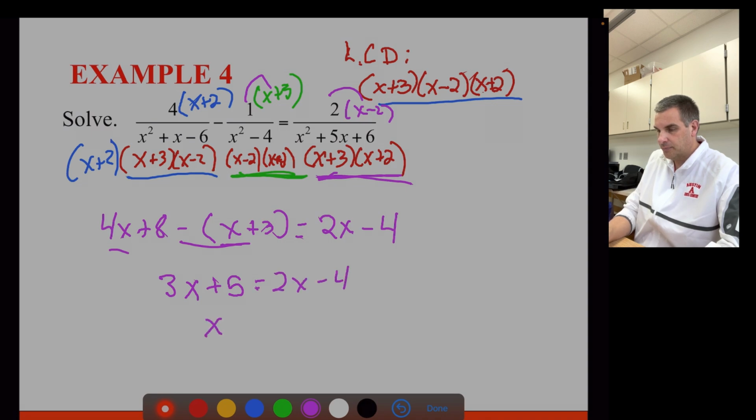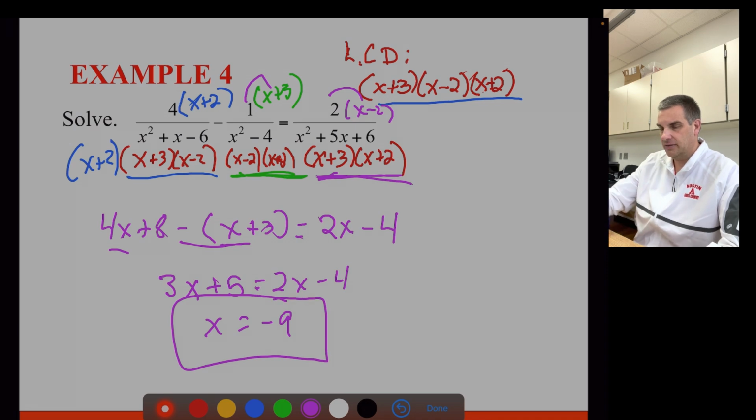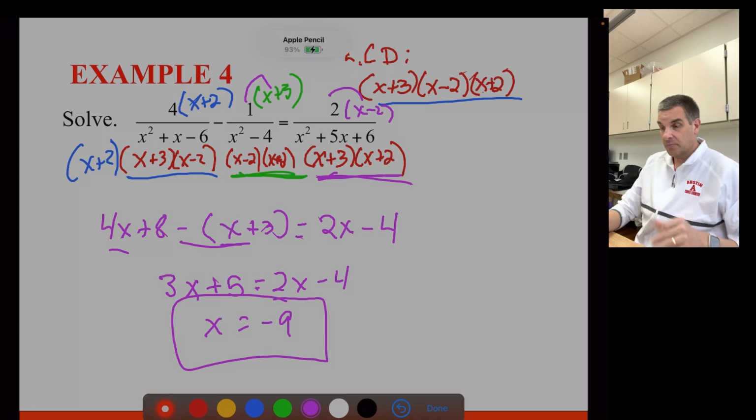Subtract 2, subtract 5, get x is equal to negative 9. That's a possible solution. You plug it in there, negative 2, 2, so none of those are going to be 0. So our solution is x is equal to negative 9. And it works. Okay, this is just a different way to do it.